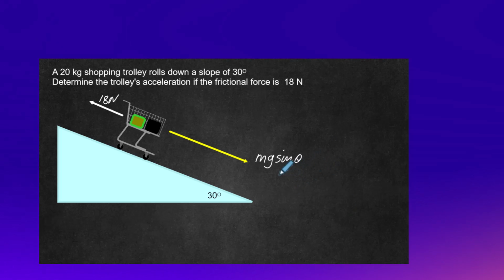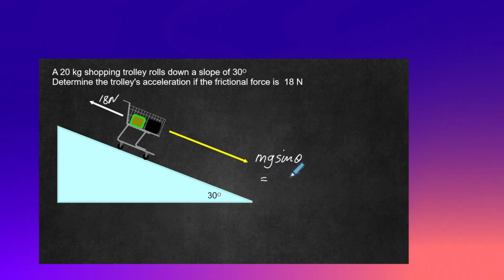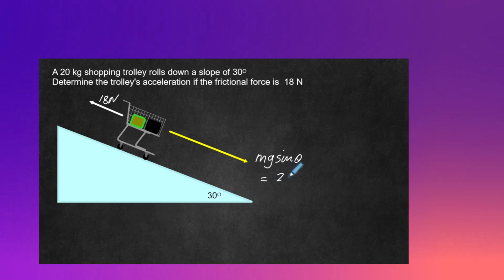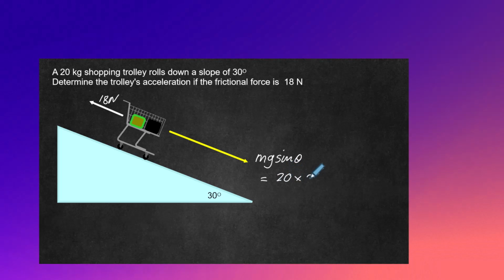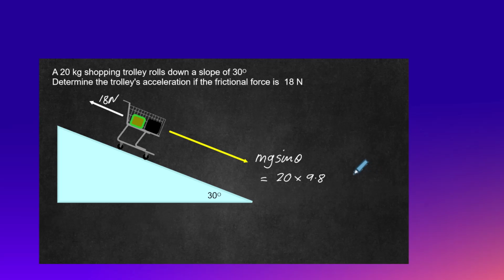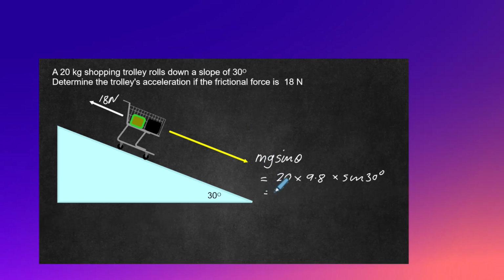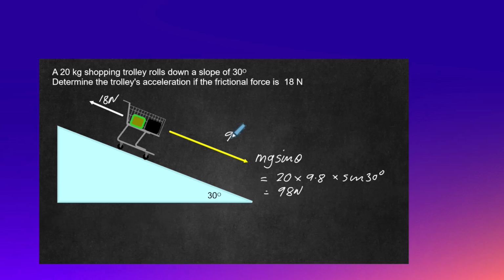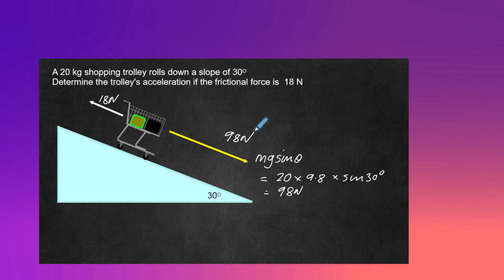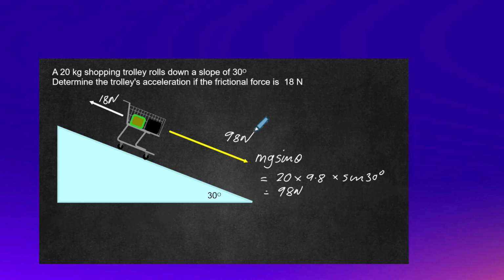Mg sine theta, well, that's going to be equal to the mass of the trolley, which is 20 kilograms, multiplied by g, 9.8 newtons per kilogram, multiplied by sine of 30 degrees. Sine of 30 degrees is a half, so we do that in my calculator. We end up with a value of the force acting down the slope of 98 newtons. Then we can put that on the arrow like that, 98 newtons there.